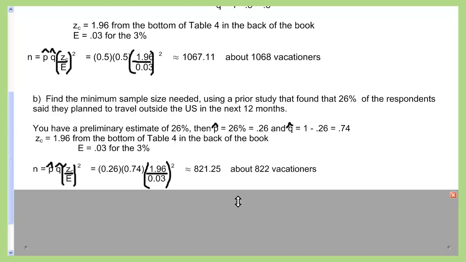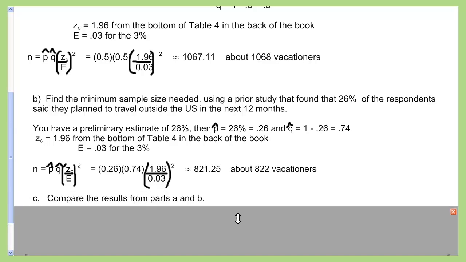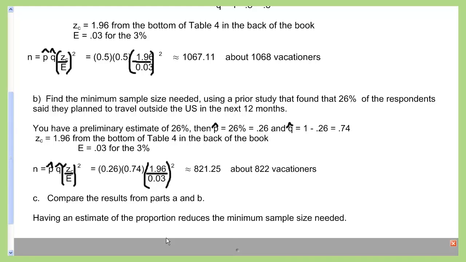So it's always nice if you have a preliminary estimate to be able to use it. The last part says compare the results from parts A and B, and that's what I just said. Having an estimate of the proportion reduces the minimum sample size needed, so I wouldn't have to question nearly as many people if I can have a preliminary estimate.